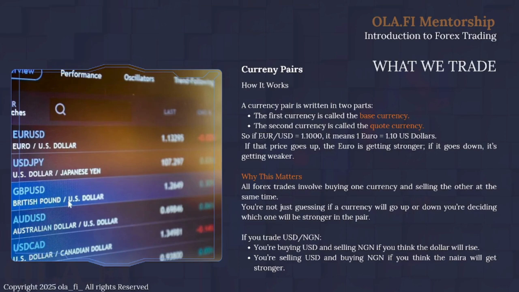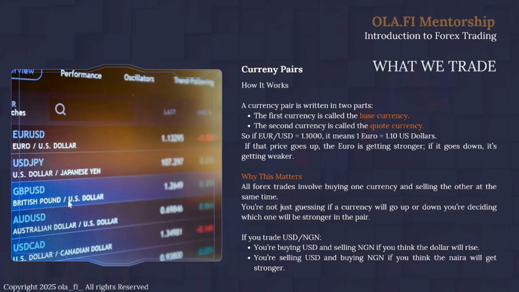So the base currency is the main currency. The quote currency is the currency whose price the base currency is being quoted in. So if the price goes up, the euro is getting stronger, and if the price goes down, it's getting weaker, and the USD is getting stronger.